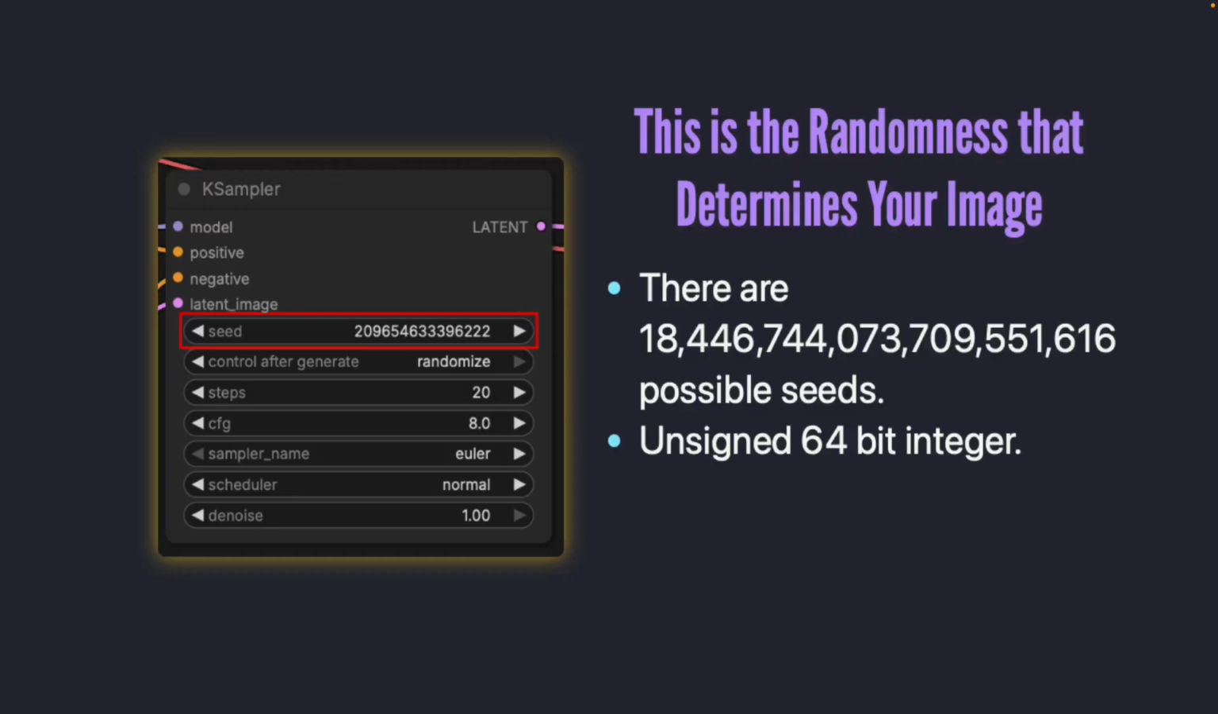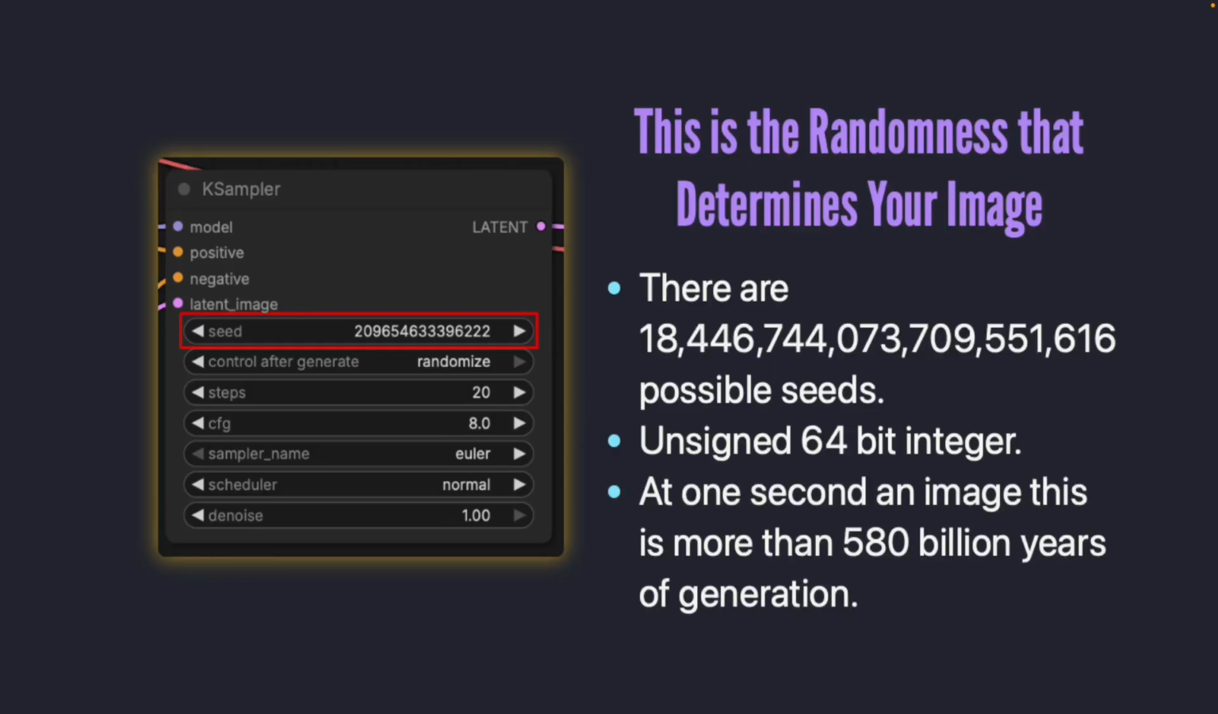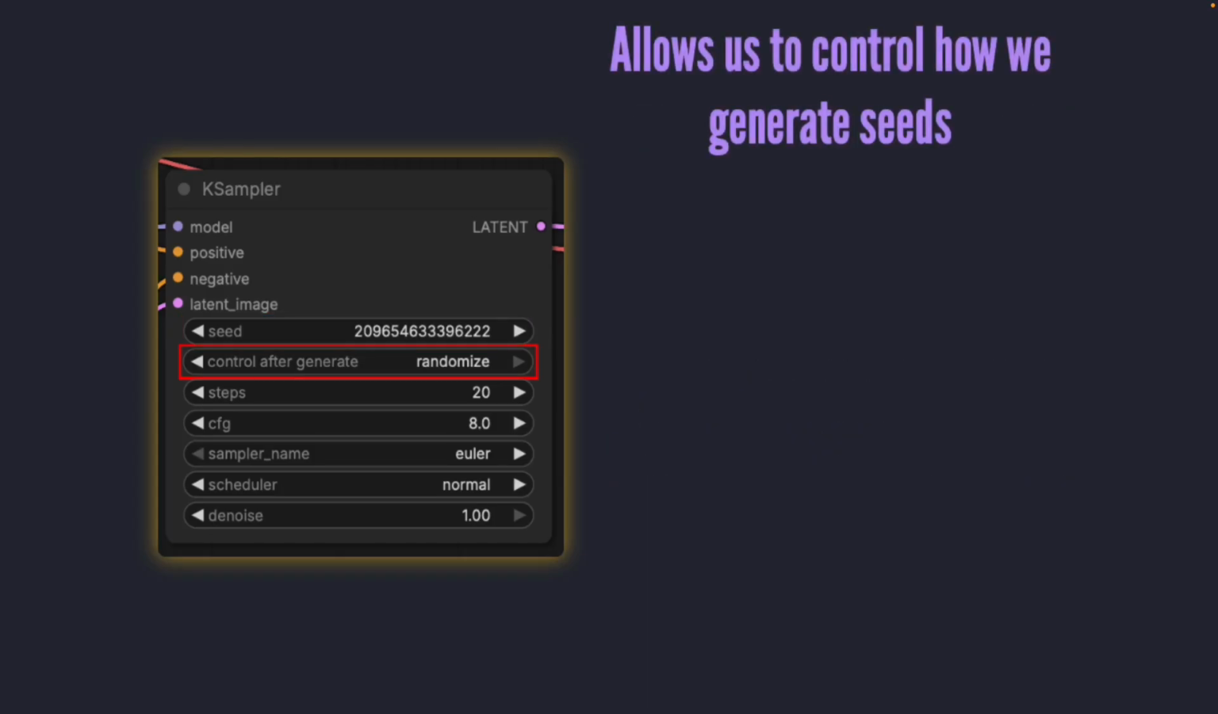And just to put this number in perspective, if you had a specific prompt and specific settings and you wanted to try all the possible seeds on it, and it took you 1 second to generate every image, it would be more than 580 billion years of generation. So really, you don't want to be looking for a specific seed. You want to be modifying other factors in order to determine your output. And one of the other things is you're sometimes going to want to rein in which seeds you're using. And you can do that with control after generate, which is going to control how the seed is generated.